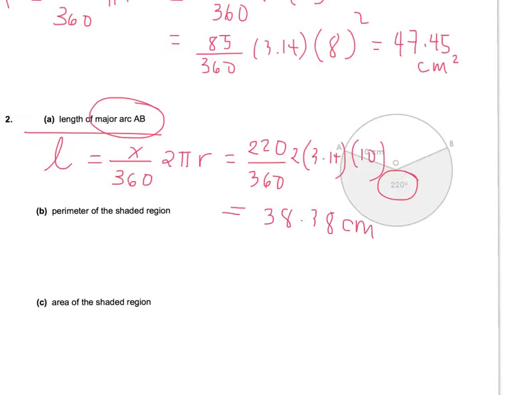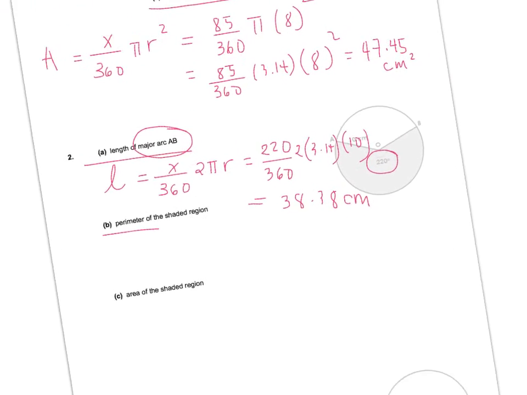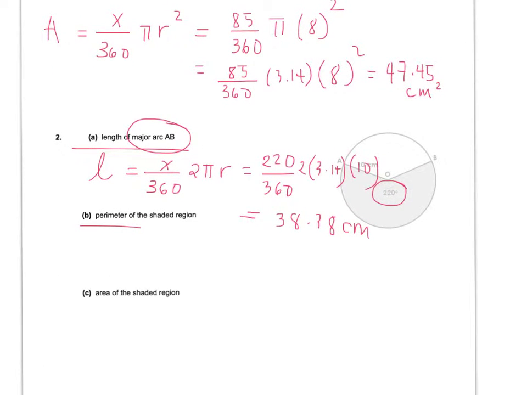Now we will be doing the same thing. We have to find the perimeter, so that means we have the radius 10 plus another radius 10 plus the length of the major arc, which is 38.38. This will give us 58.38 cm. Did you get that?